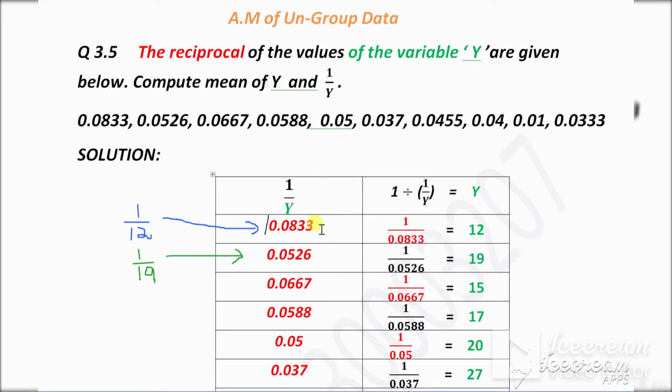So how to get this reciprocal? 1 divided by 12, you will get 0.0833. Now the reciprocal of 19: 1 divided by 19 is equal to 0.0526, and similarly 1 divided by 15 is equal to this, 1 divided by 17 equal to this, 1 divided by 20 equal to this, and so on. That's why it is given in the question, the reciprocal of the values. So these are the values and this one is the reciprocal of the value of variable y.